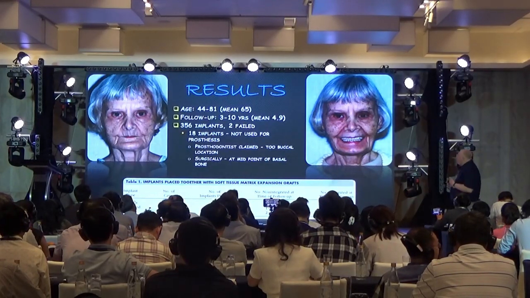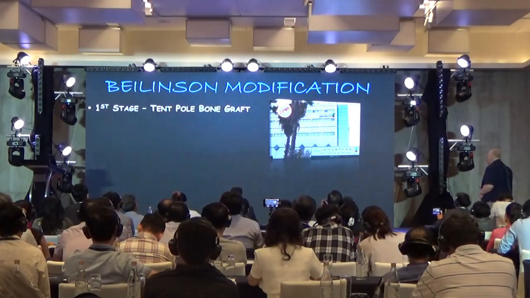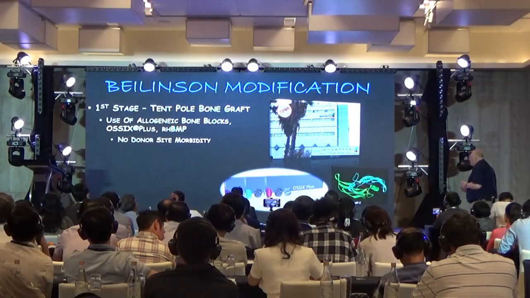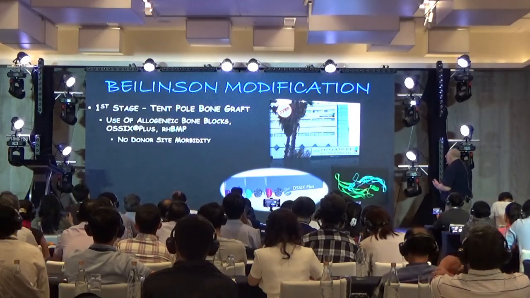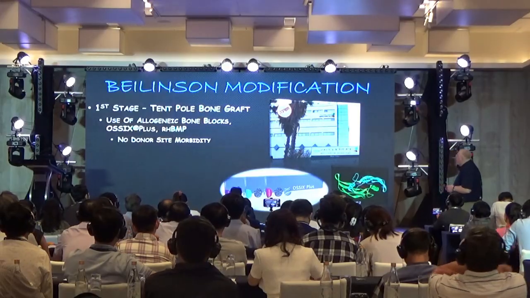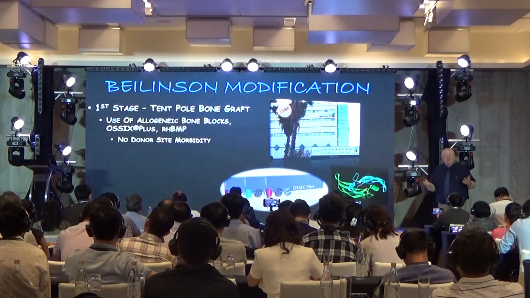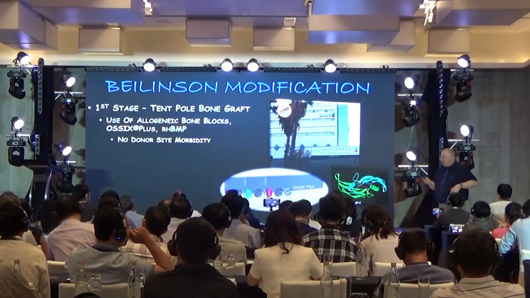So we wanted to simplify this procedure. So again, we used the allograft blocks, we used O6 plus, and we used recombinant BMP2. This way, we didn't have to get any bone from anywhere. We had all the bone in boxes.